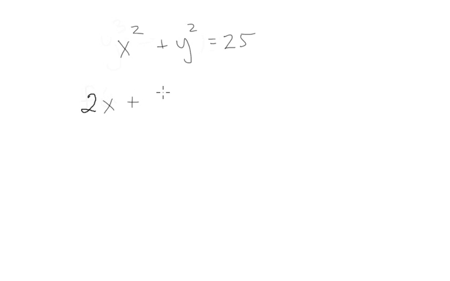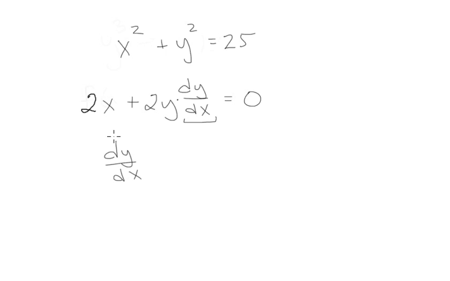I treat the derivative of y exactly the same, except now y is a function of x. So I say that I need to apply the chain rule and get dy dx. Multiply it by the derivative of the outside function times the derivative of the inside function. I can now solve this for dy dx algebraically. I'm going to subtract the negative 2x from both sides and divide both sides by 2y, and I get that dy dx is equal to negative x over y.